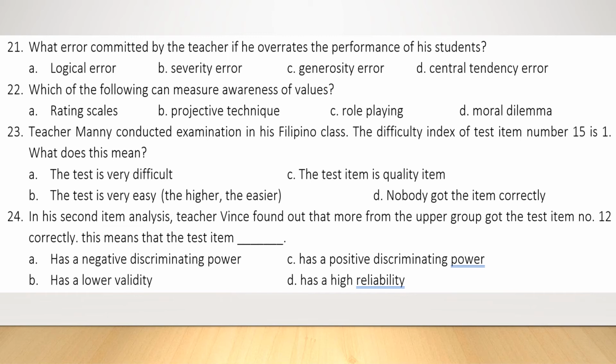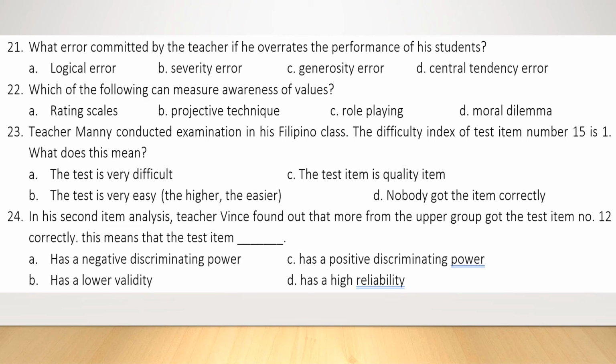The difficulty index of test item number 15 is 1. What does this mean? Okay. So, diba I told you earlier nga the higher the number, the easier, the higher the difficulty index, the easier the test item. So, perfect 1 siya. Ganina kay mga point 80, point 75. Karon kay perfect 1 gyud siya. Meaning to say, the test is very easy. So, letter B is the correct answer. Naka-enclose sa parenthesis ang akong explanation. The higher the difficulty index, the easier the test item.